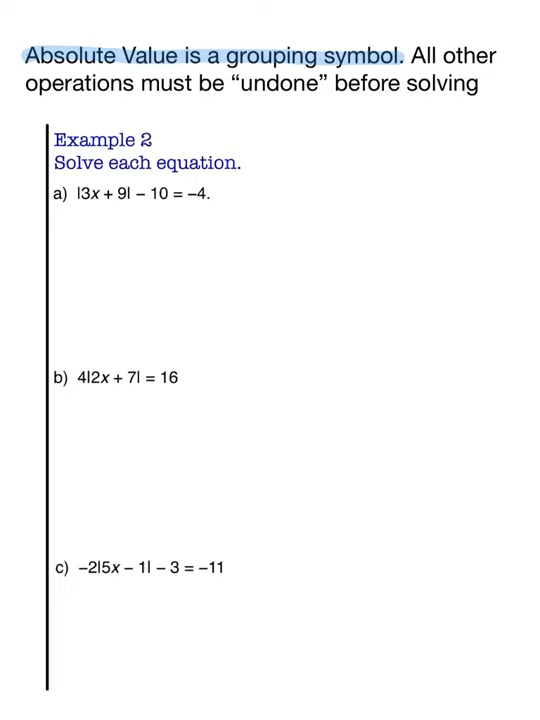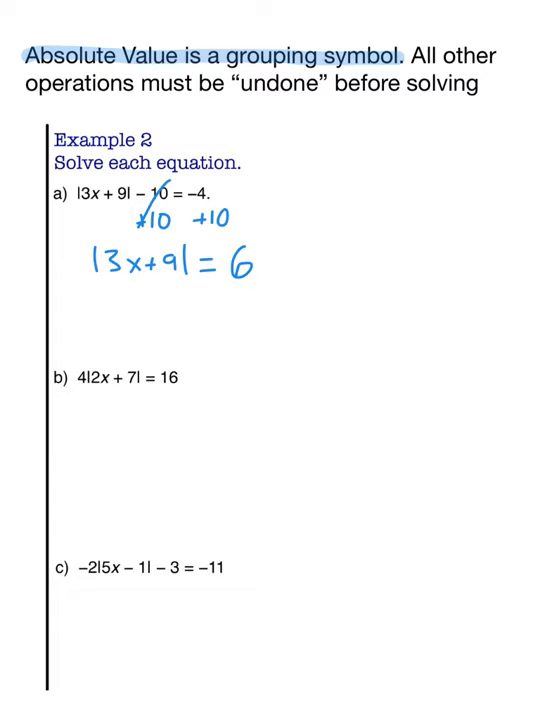All right, so let's look at example A. I have the absolute value of 3x plus 9, minus 10 equals -4. So I need to get that grouping symbol, the absolute value, by itself. So the first thing I'm going to do to this equation is add 10 to both sides. Remember, if we do one thing to one side, we have to do it to the other side. So it's going to cancel out on the left, and now I have the absolute value of 3x plus 9 equals negative 4 plus 10, which is 6.